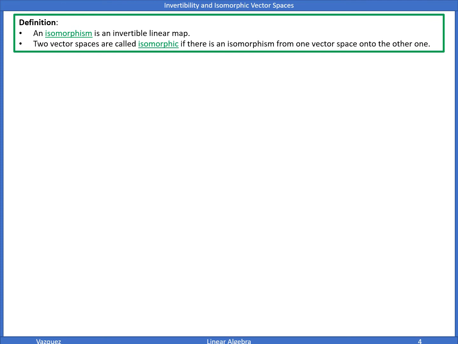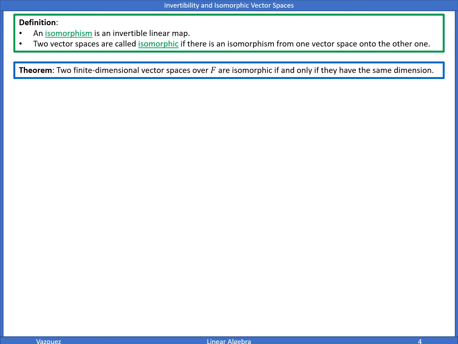Another way a lot of professors teach isomorphism, just as an intuitive way, is: two sets have an isomorphism between them, in this case I'm talking sets, not maps, if they're really the same set, just with different names. I should have a picture. Let me just read this theorem first. Two finite dimensional vector spaces over F are isomorphic if and only if they have the same dimension.